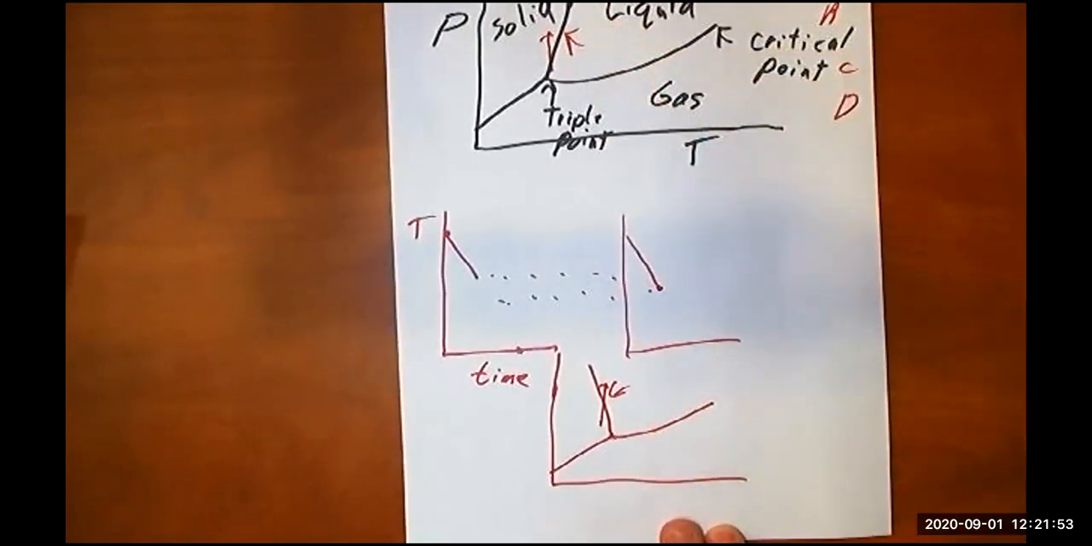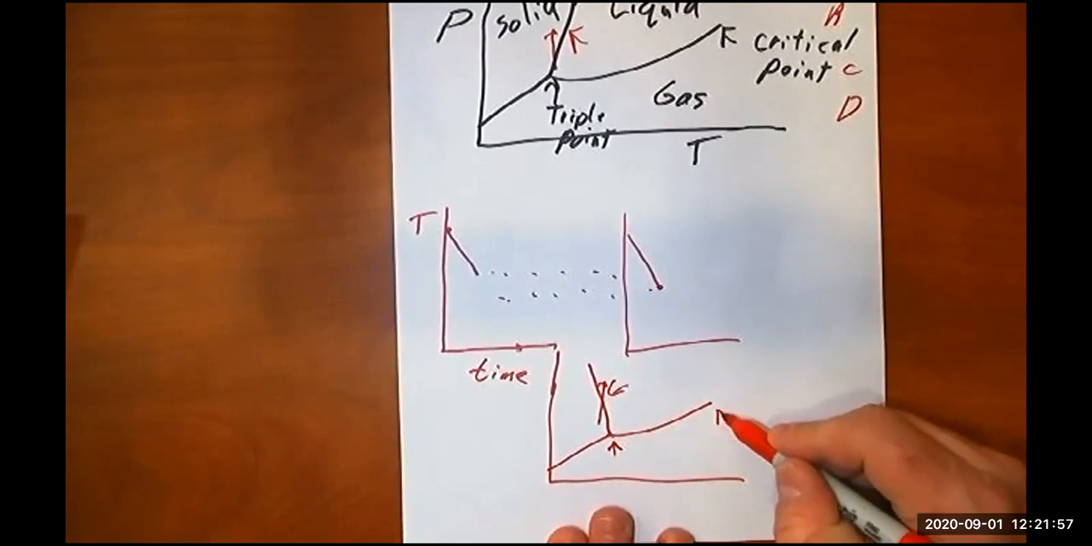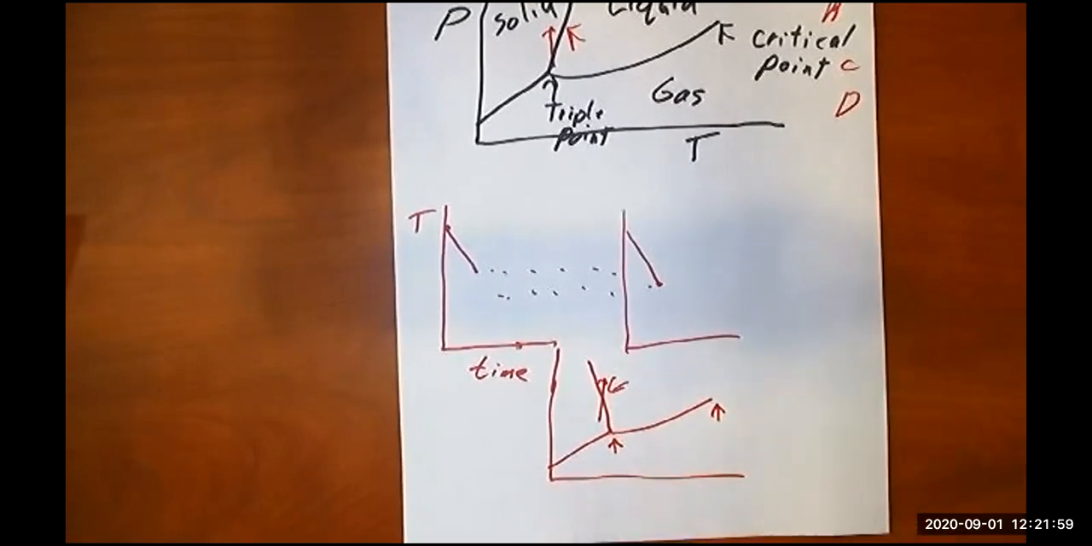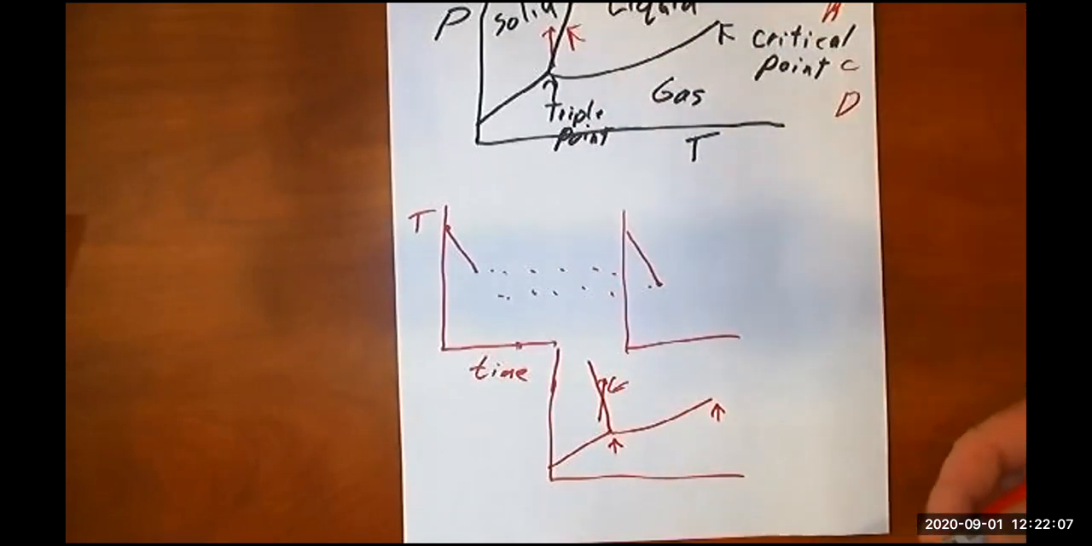Now, there are other differences because this is at a different temperature and pressure. This is at a different temperature and pressure. Where they are specifically is different. But the general shape is the same with this exception of which direction that line goes. That makes some sense? Okay.